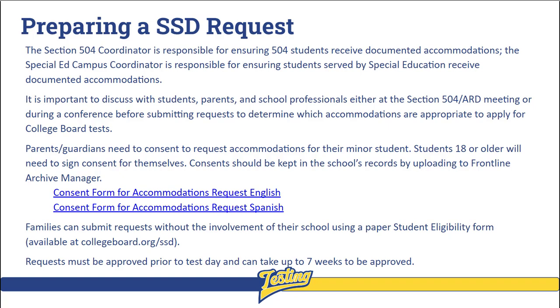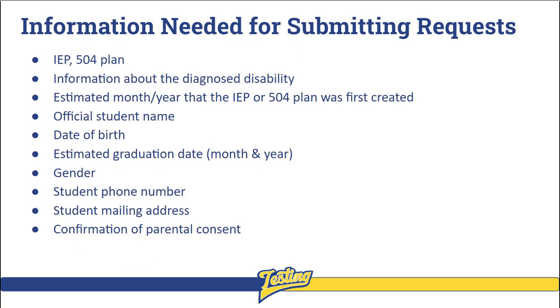The consents are linked here and are available in English and Spanish, and families can submit requests without the involvement of their school using a paper student eligibility form, which is available at collegeboard.org/SSD. Requests must be approved prior to test day, and they can take up to 7 weeks to be approved.